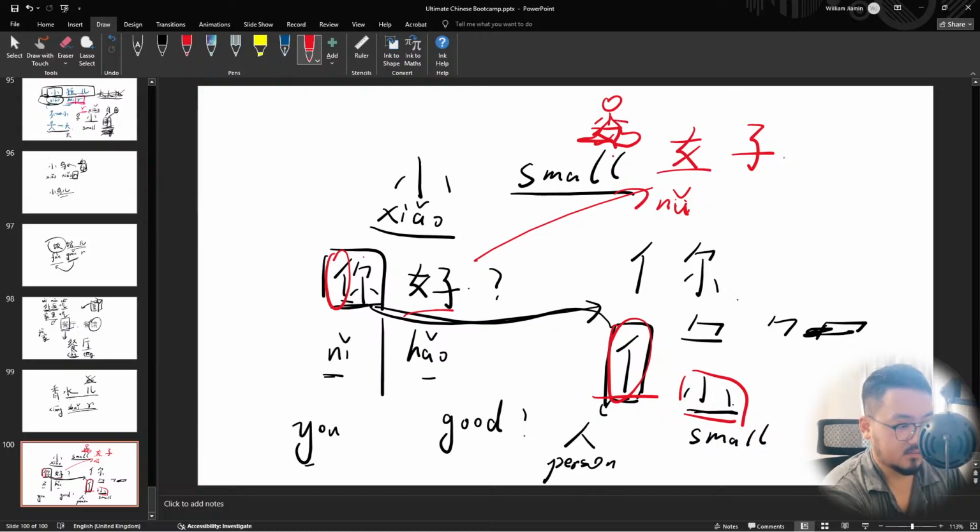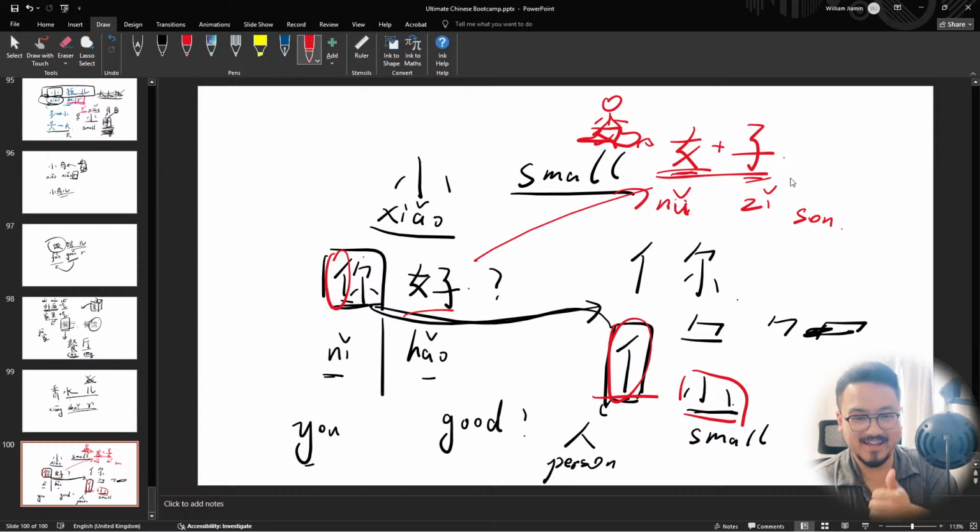And so the left side is a girl, the right side is 子, right? It's like the son, and basically a girl and a son, and you combine that together. That's good, right? That's good because you got a girl and you got a boy. So we call that 儿女双全. That means you've got both a son and a girl. So that's a good life.